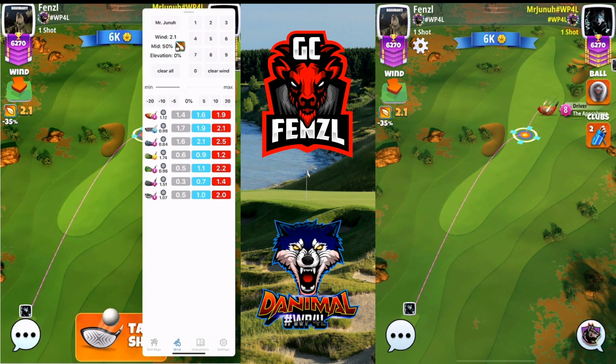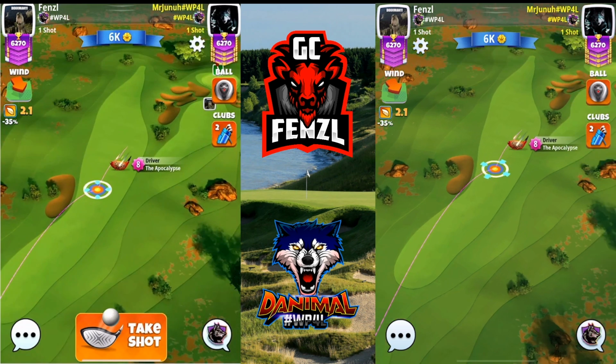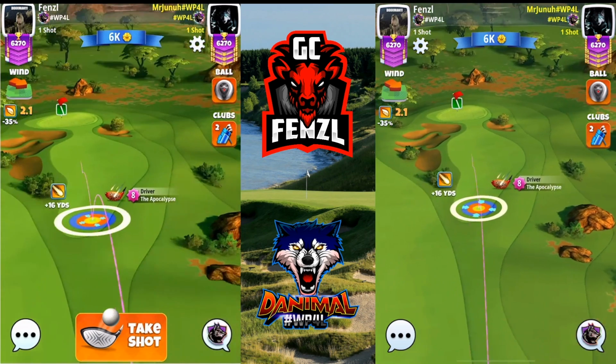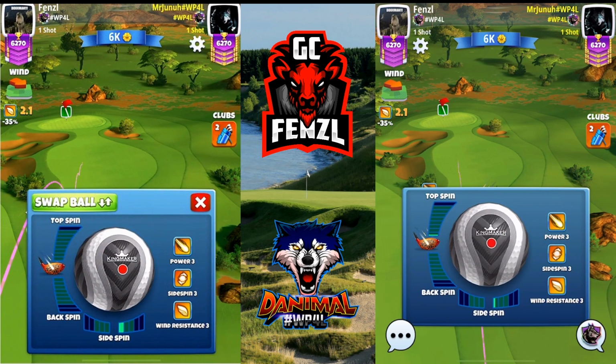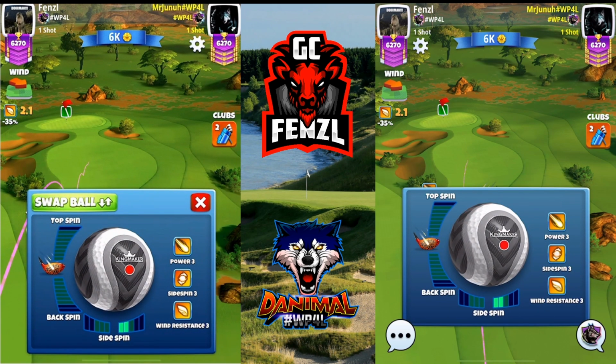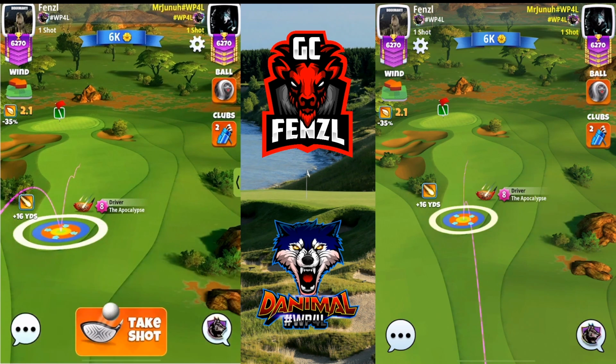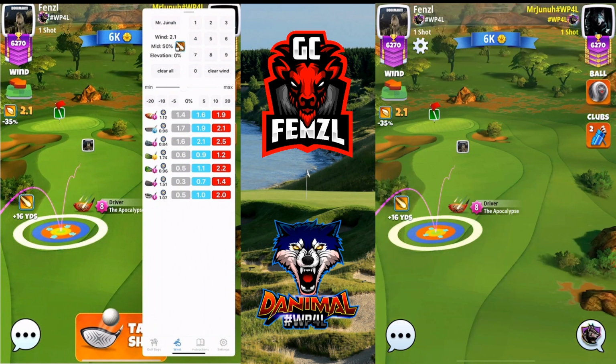So 2-1, I'm putting into the app, 0 elevation. We're going to go 1.9 ring. He landed right up here. His blue was on, so my blue will be slightly off. He had 2 right spin on, no top spin. So we're going 1.9?